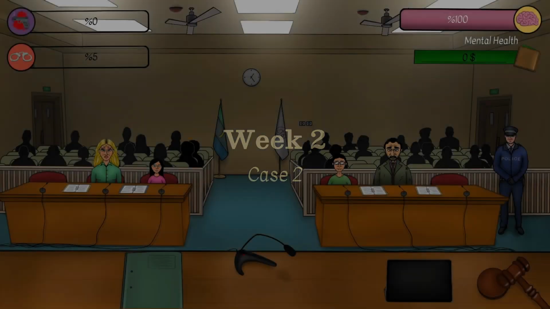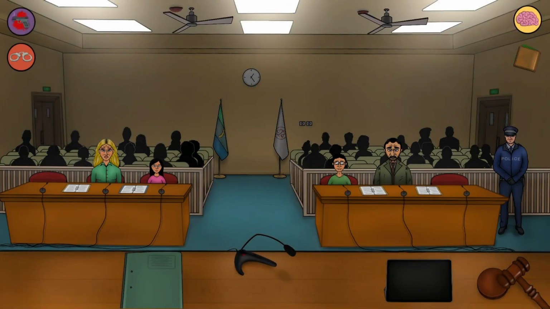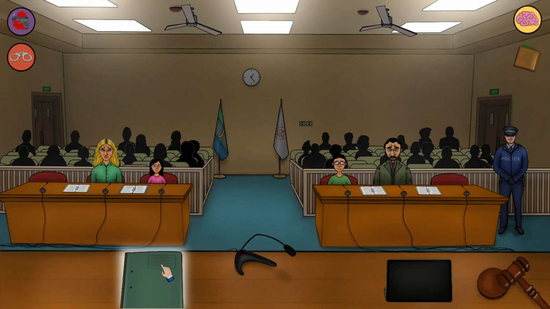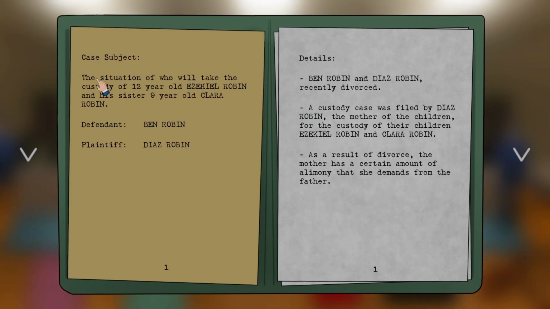Week 2, case 2. Is this some type of divorce? Case subject, the situation of who would take the custody of 12-year-old Ezekiel Robin and his sister 9-year-old Clara Robin. The defendant is Ben Robin, I'm guessing the husband, father, and the plaintiff is Diaz, so the wife, mother.